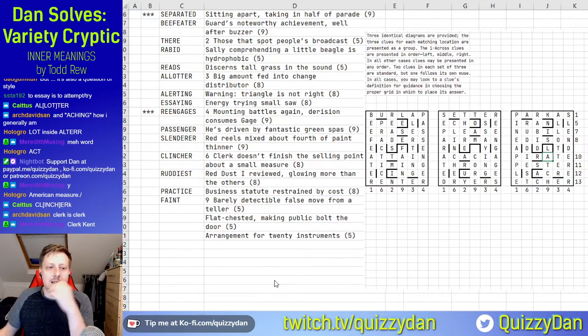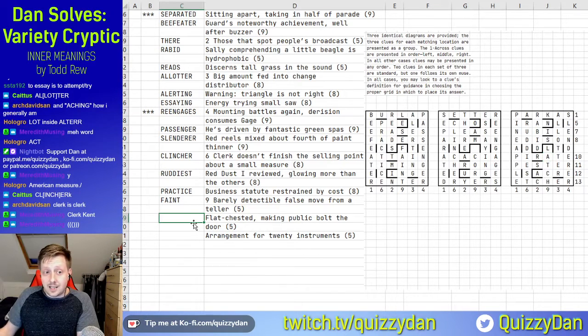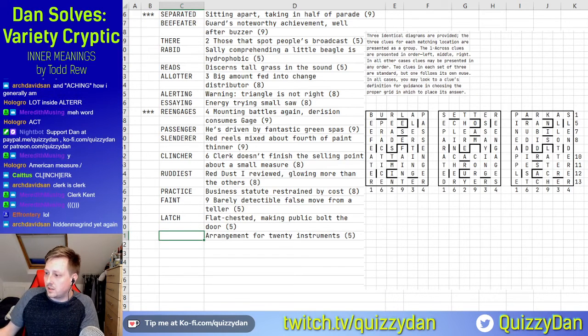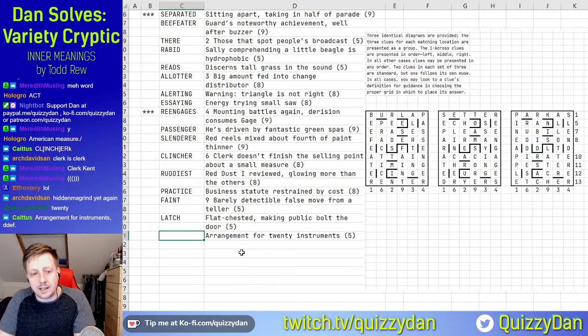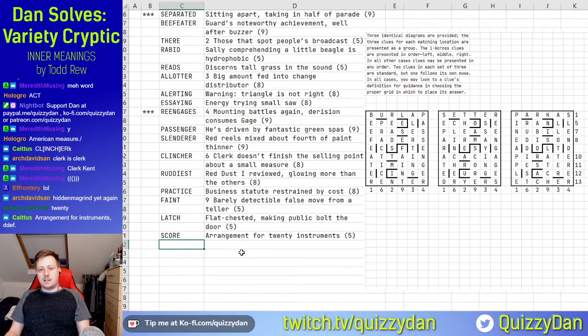Oh, it's a hidden. And arrangement for 20 instruments. Oh, that's nice. Oh, that's very nice. I like that one because arrangement for 20 instruments is your wordplay. It's double definition. And then 20 goes in the middle. I like that. Arrangement for 20 instruments. That is a lovely rearrangement of that. There we go.